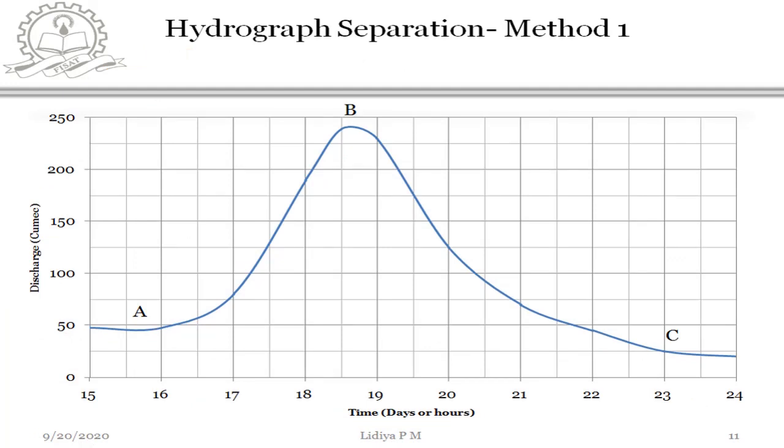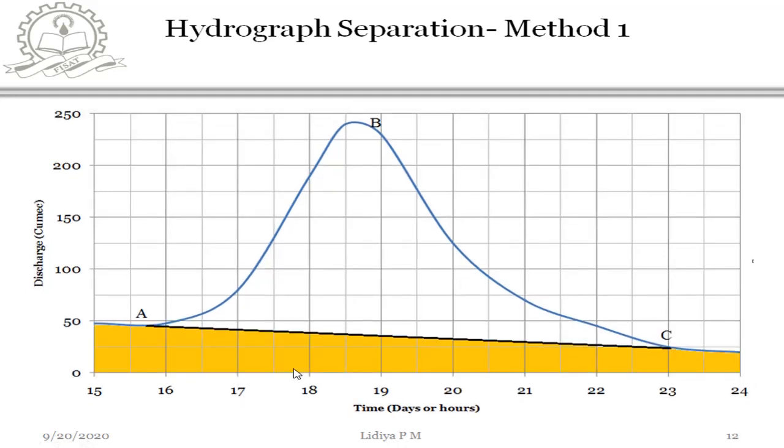Next one is hydrograph separation. What is hydrograph separation? We are separating the base flow from the total runoff. The total runoff includes base flow, surface flow and subsurface flow. The surface flow plus subsurface flow is called direct runoff. We are separating the base flow from the total flow in order to get the direct runoff. For that, we draw a tangential line AC to both the limbs, and the area below this tangential line represents the base flow.